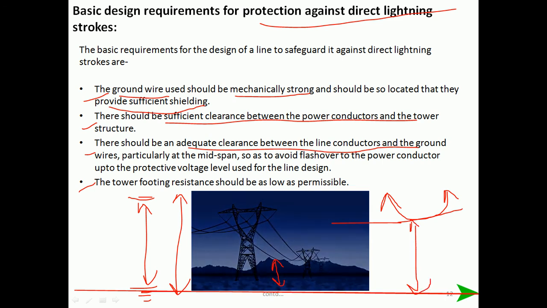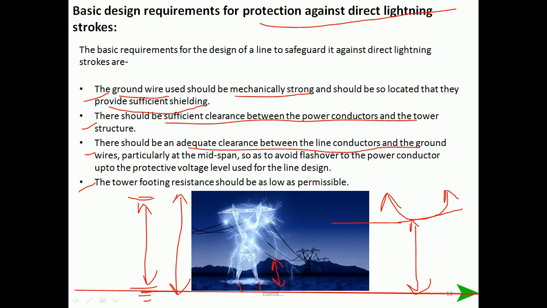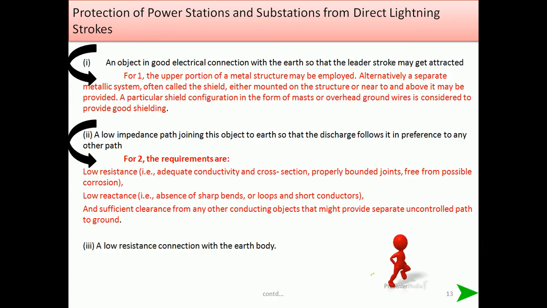The tower footing resistance is very important, the grounding resistance of a tower, which we will see in the next section, right? Now, protection of power stations and substations from direct lightning. This is the indirect overvoltage stroke. Now, an object in good electrical connection with the earth, so that the leader stroke may get attracted. Suppose this is point 1. What is the consequence? The upper portion of a metal structure may be employed. Alternately, a separate metallic system, often called a shield, may be used.